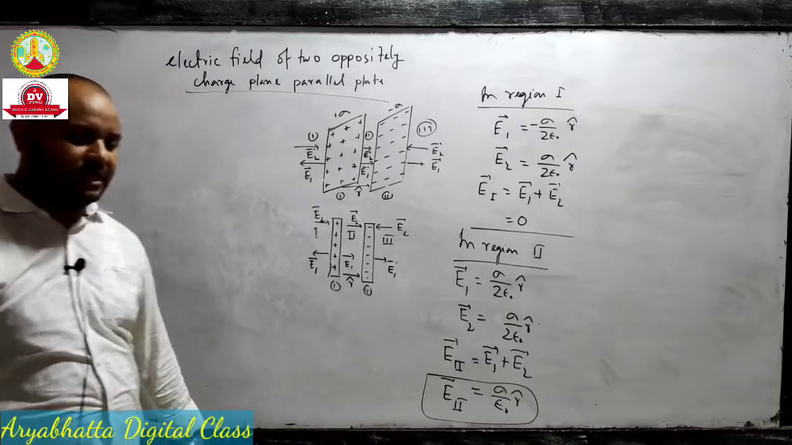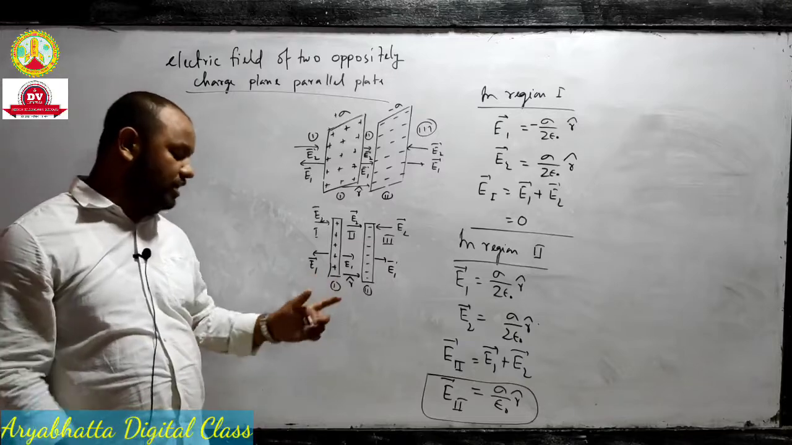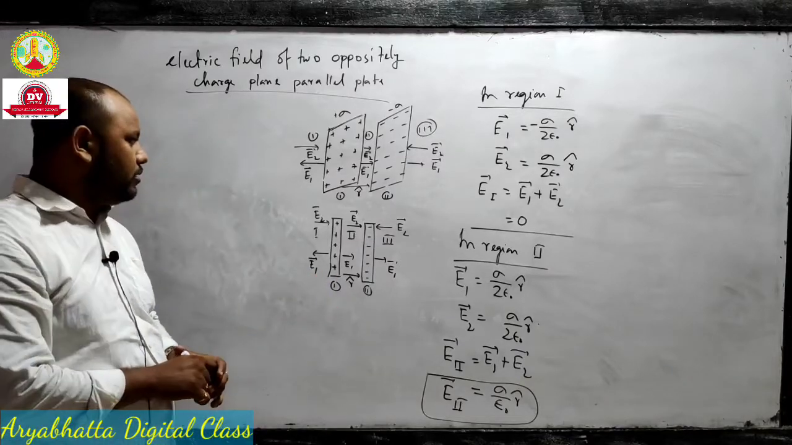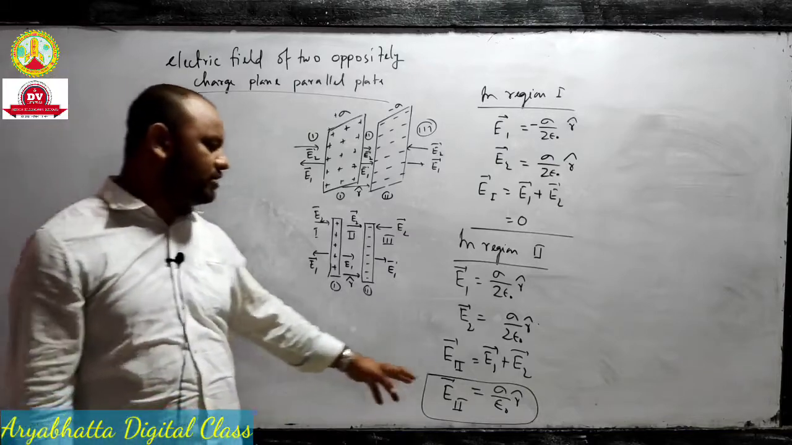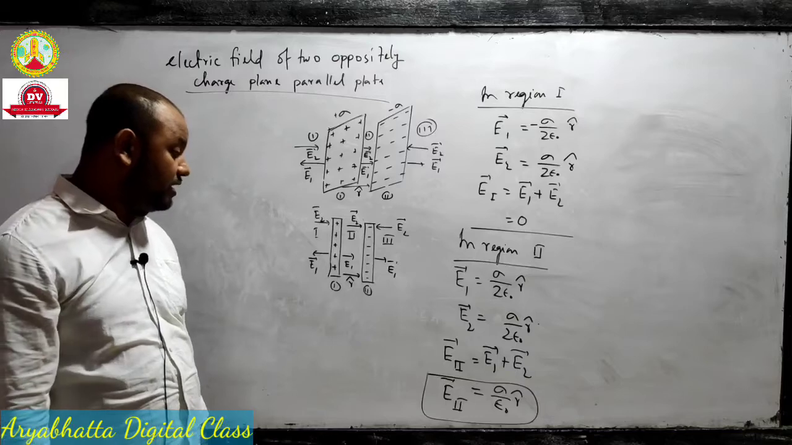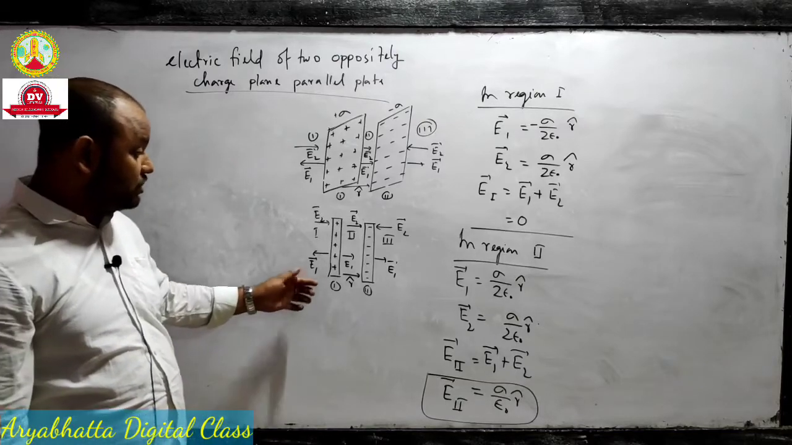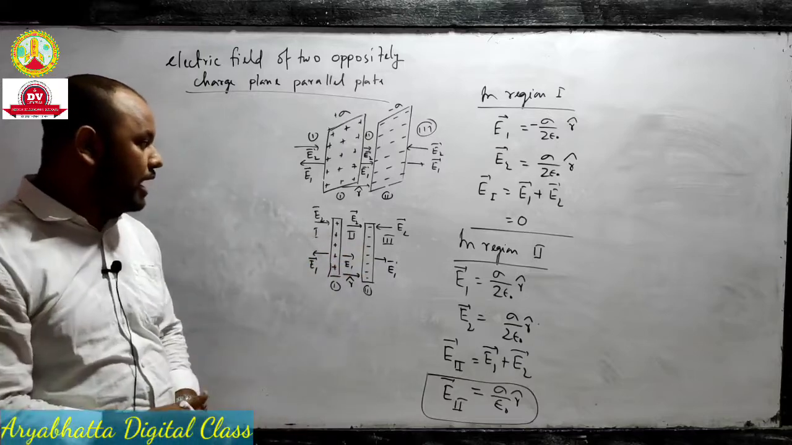Okay, this is the direction of electric field, in the direction of positive to negative plate. Okay, in between the two plates, the magnitude of electric field is how much? It is sigma by epsilon naught, and the direction of electric field is along the direction of r cap. That means the direction of electric field is from positive to negative.